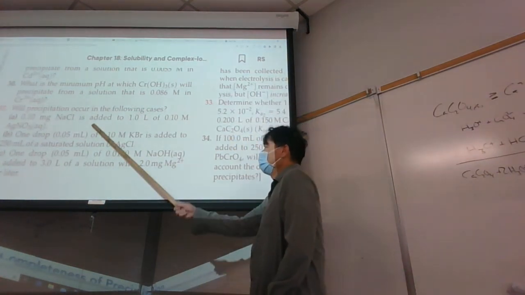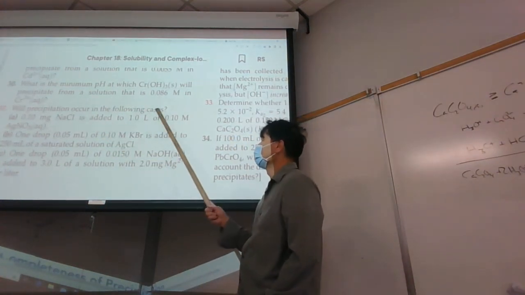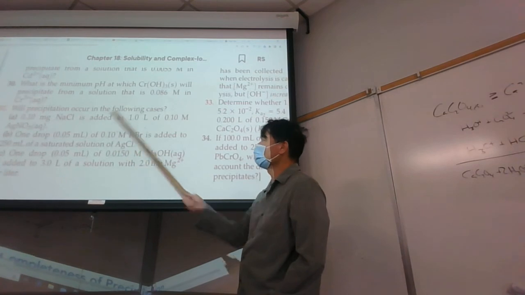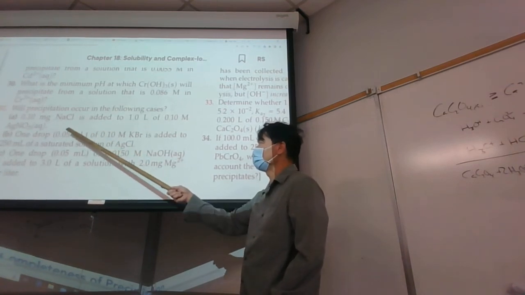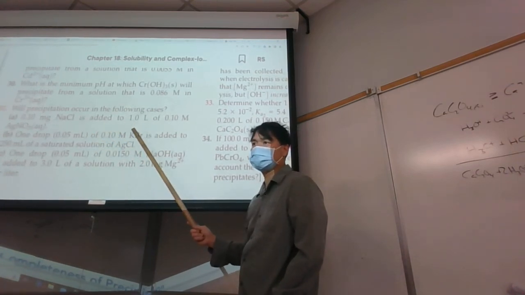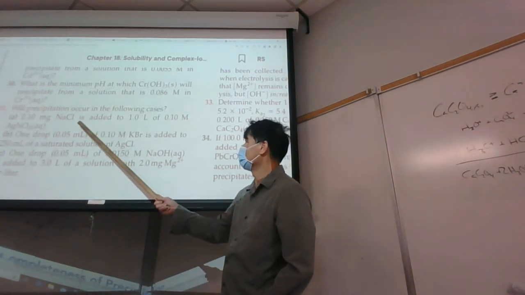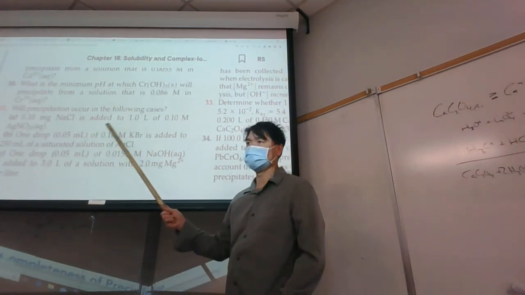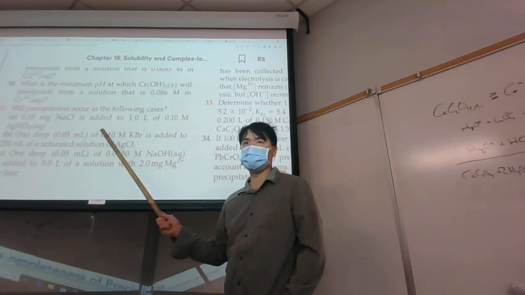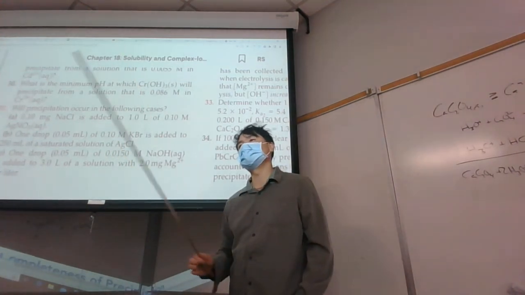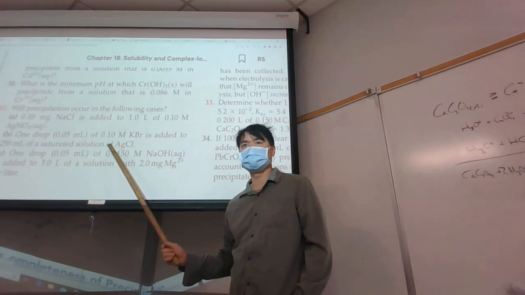So anyway, here, will precipitation occur in the following cases? So it's not dealing with pHs. This is just QSP, so we just compare QSP versus KSP. Okay, so this is just straight QSP, KSP, because there's no solution dilution here, and we just figure out the molarity and the molarity.